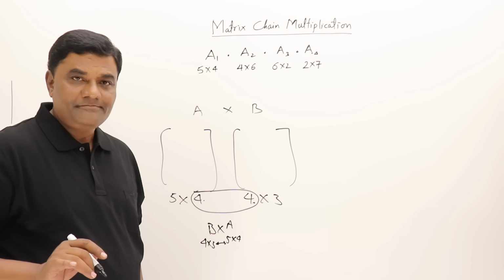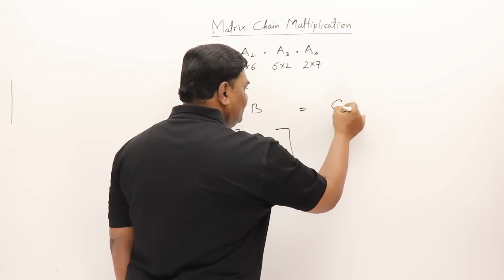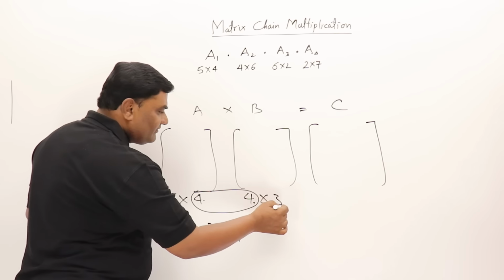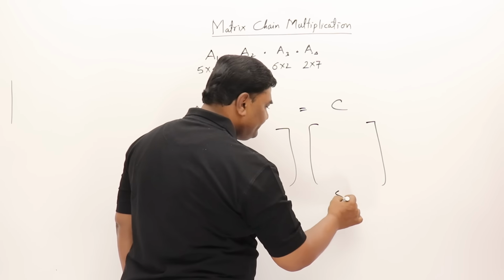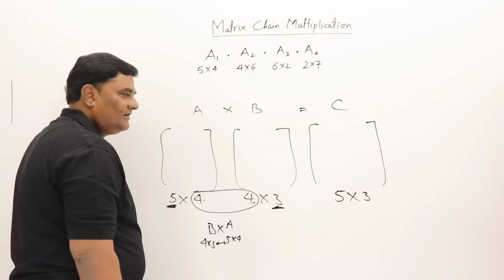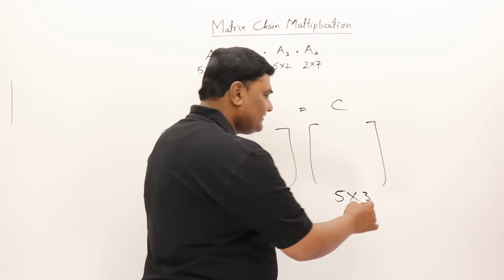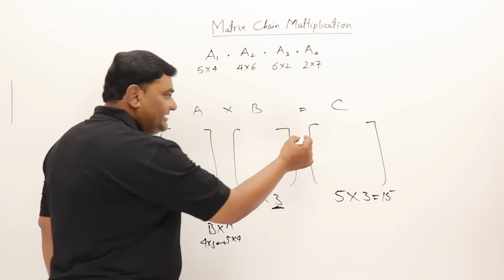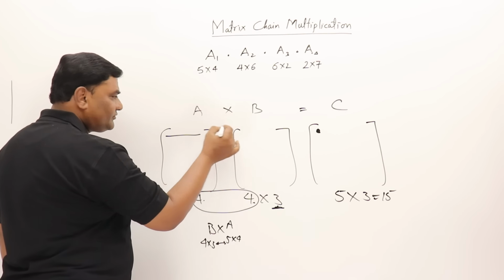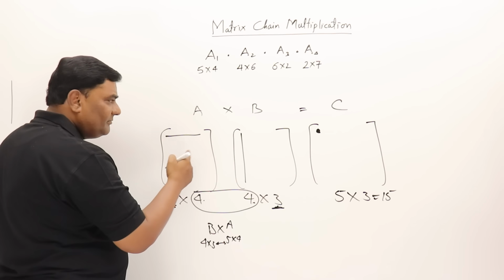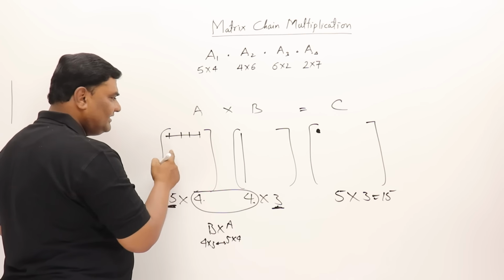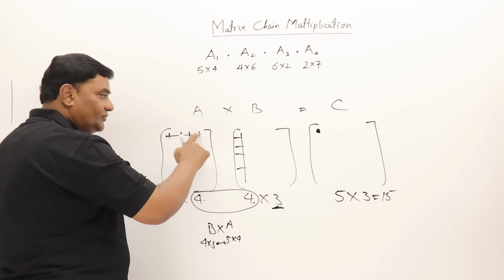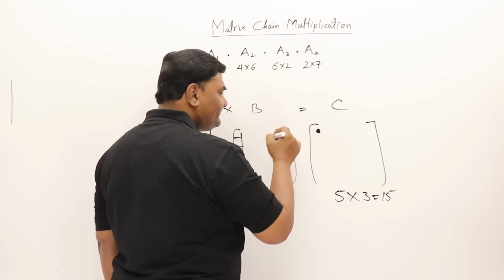When you multiply, the resultant matrix will be C and the dimension of that resultant matrix will be 5 cross 3: number of rows of the first one and number of columns of the last one. So how many elements will be there? 15 elements. Then for getting each element, what are we supposed to do? Multiply the first row with the first column. First row will have 4 elements and the column will also have 4 elements, so a total of 4 multiplications for getting this one single element.